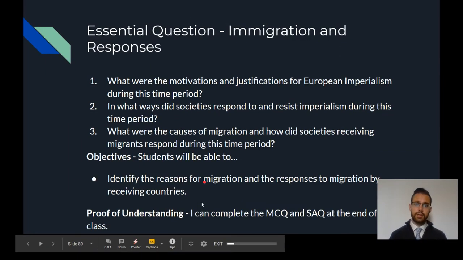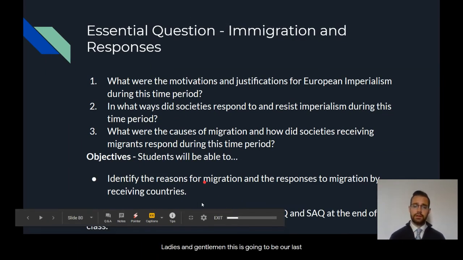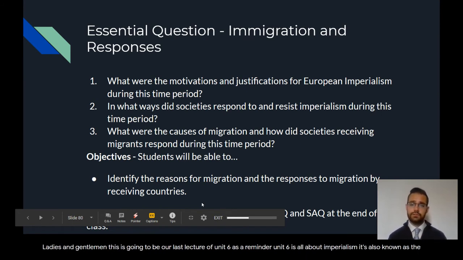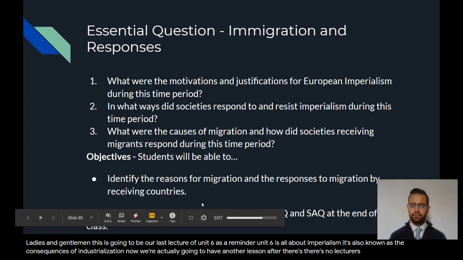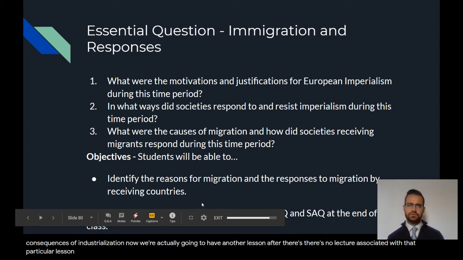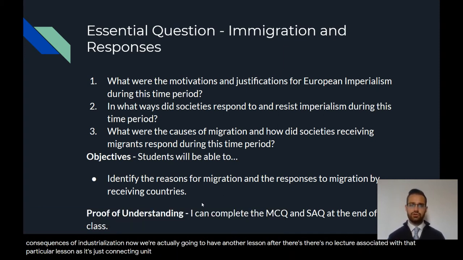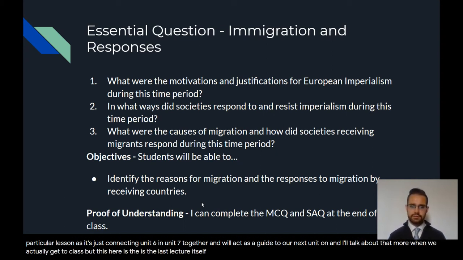All right, ladies and gentlemen, this is going to be our last lecture of Unit 6. As a reminder, Unit 6 is all about imperialism. It's also known as the consequences of industrialization. Now, we're actually going to have another lesson after this. There's no lecture associated with that particular lesson, as it's just connecting Unit 6 and Unit 7 together, and will act as a guide to our next unit. And I'll talk about that more when we actually get to class. But this here is the last lecture itself that you guys need to watch.